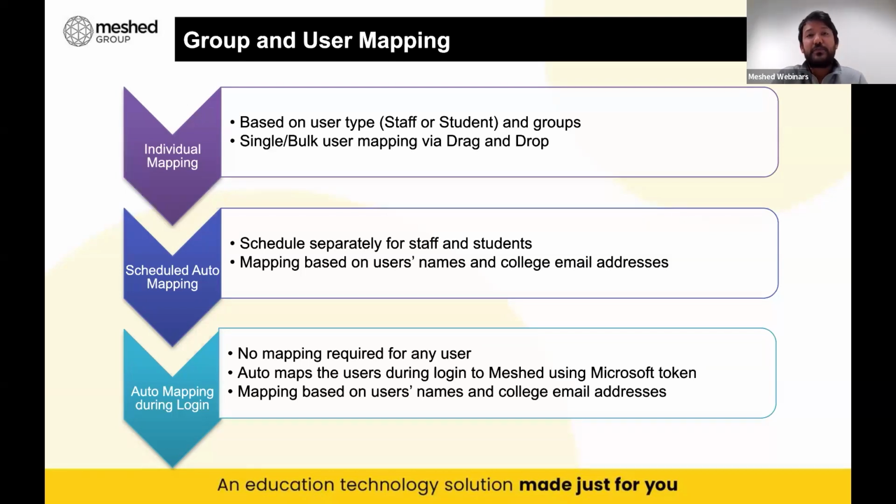The last option, auto mapping on login, is pretty straightforward. You don't have to do individual mapping. You don't have to schedule any auto mapping. Whenever the user logs into Mesh system using the Microsoft details, they will be auto mapped. It's as simple as that. The system will check certain information based on their authentication. If Microsoft says, okay, here you go, these users are authorized with Microsoft details, then we will map them in automatically. This is an even more efficient solution if you don't want to go for individual or auto mapping.